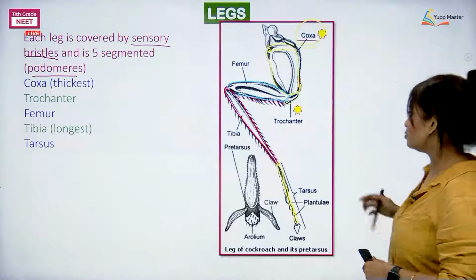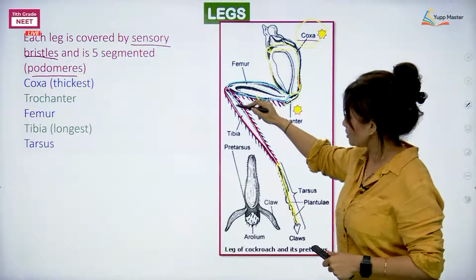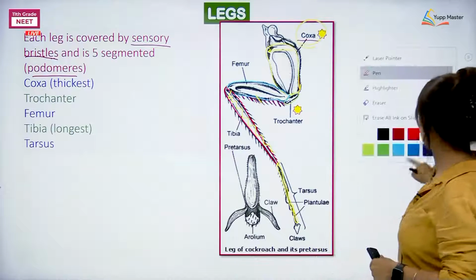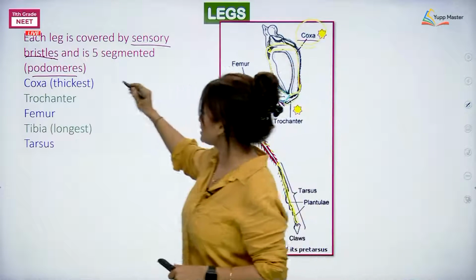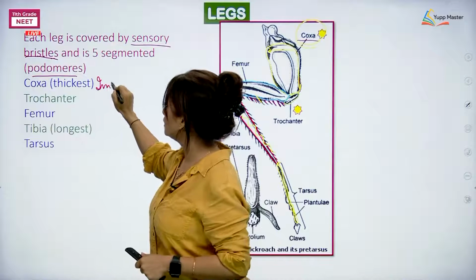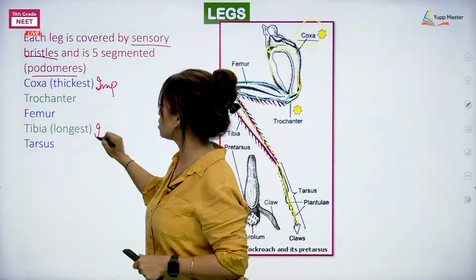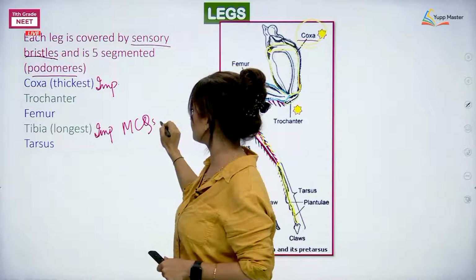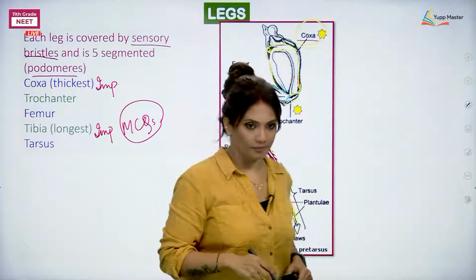The longest segment would be the tibia, that is this one right here. Alright, so 2 MCQs from this whole part. One is the thickest segment, and one over here is the longest segment. Important for MCQs.